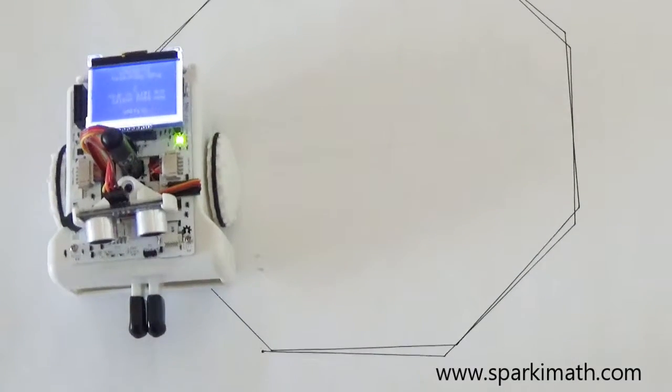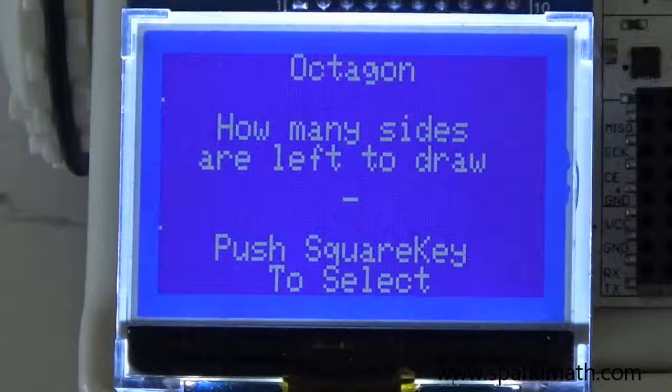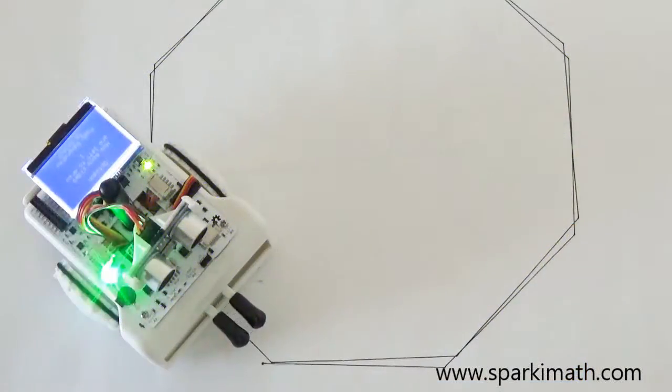And then finally he comes up to his last question and says, how many sides are left to draw? Pretty easy, that's 1. Let's key in 1. And Sparky likes that too.